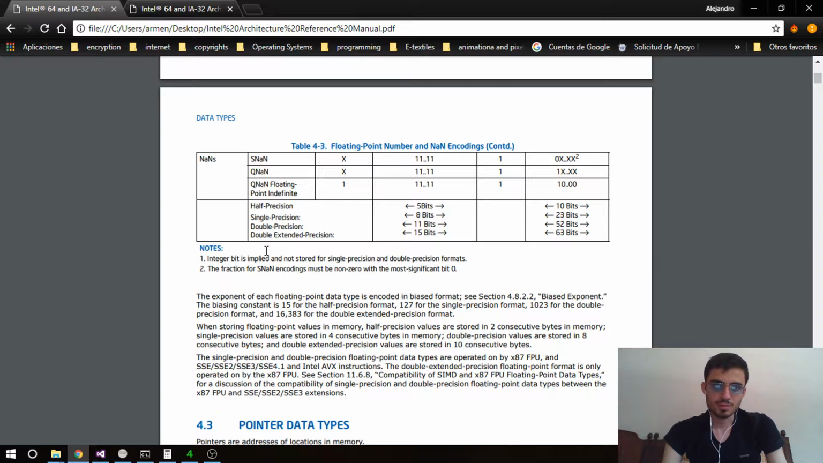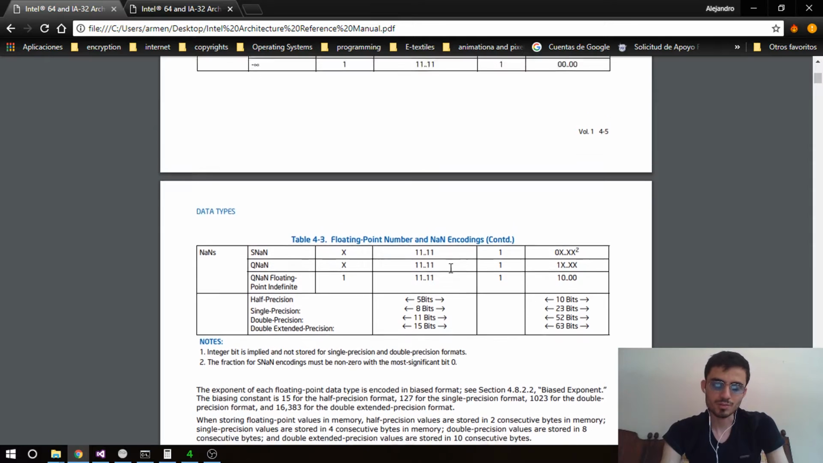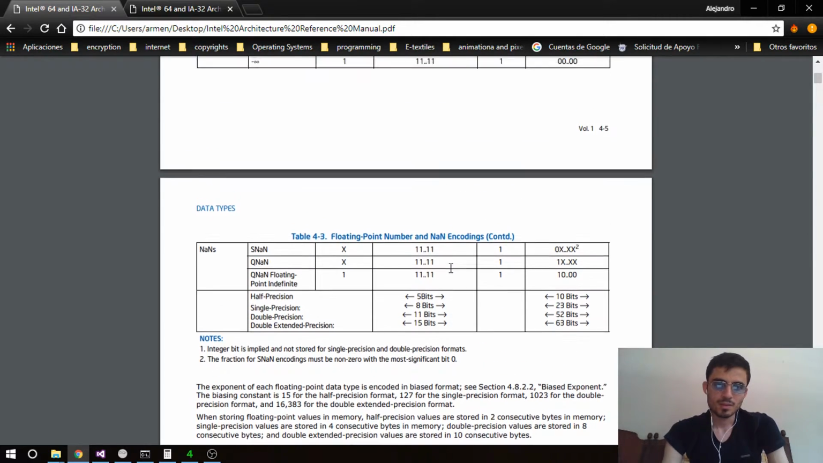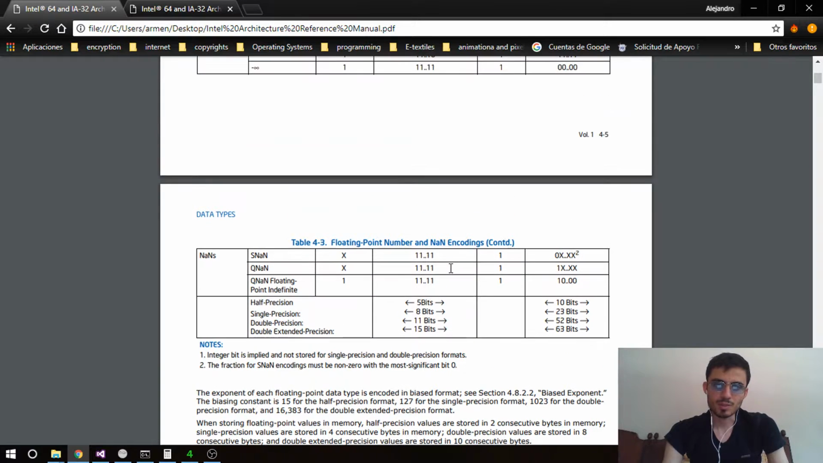And half precision has a bias of 5, 8, 11, 20, 23, 52, 63. This is the size of the components of the value type in bits, and okay, that makes sense.